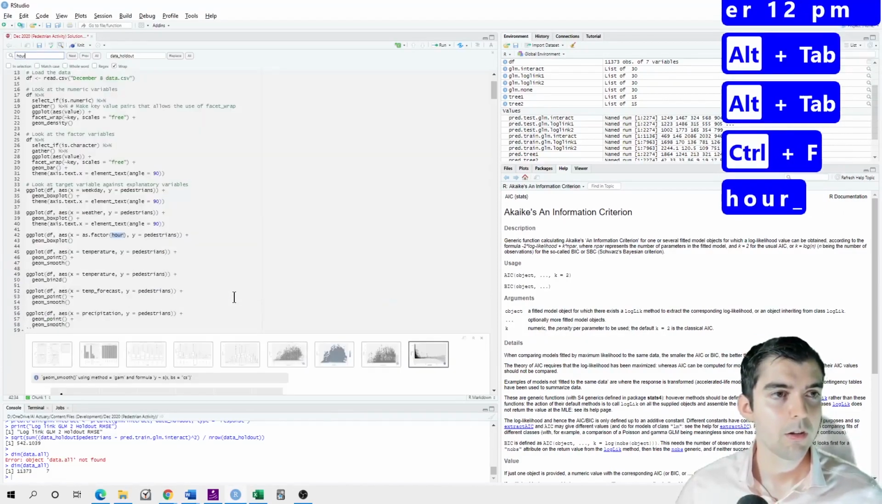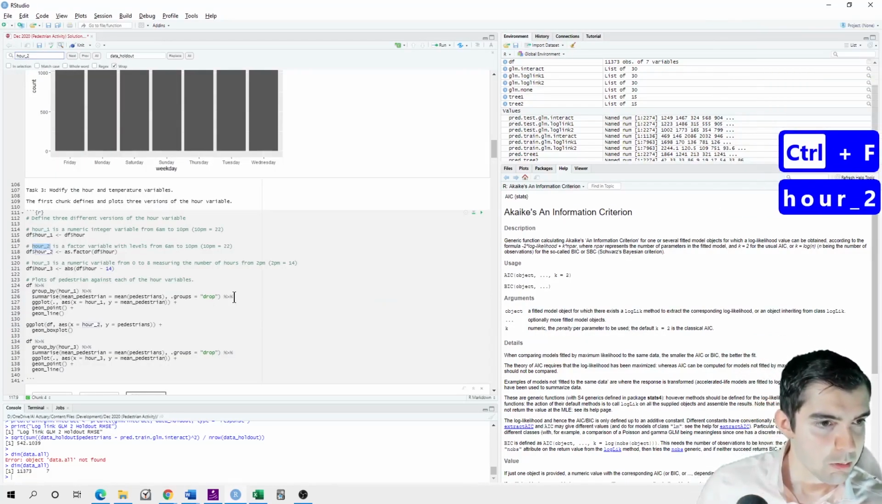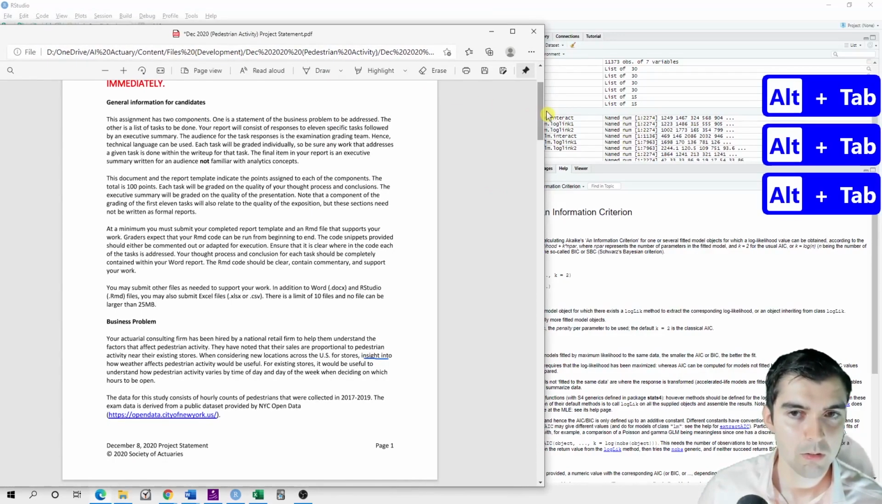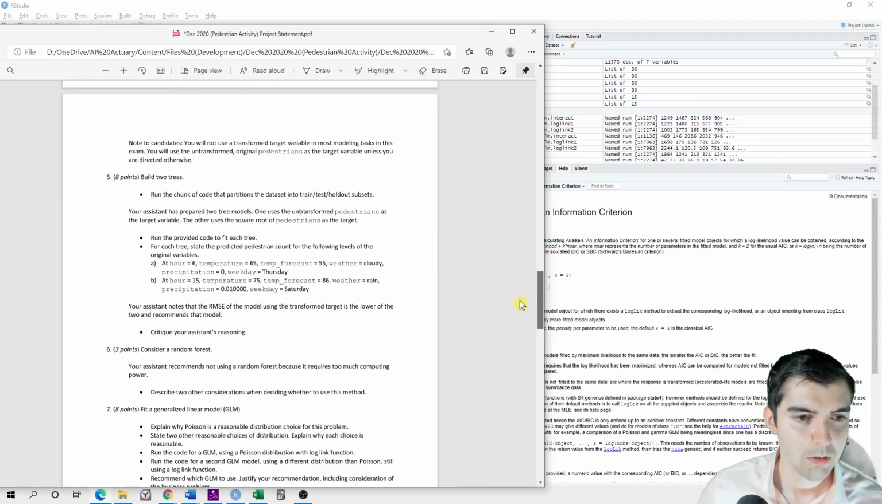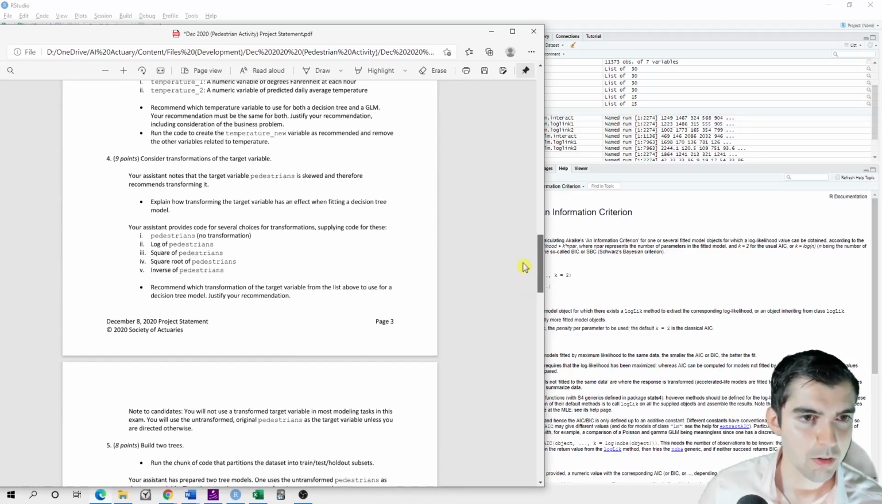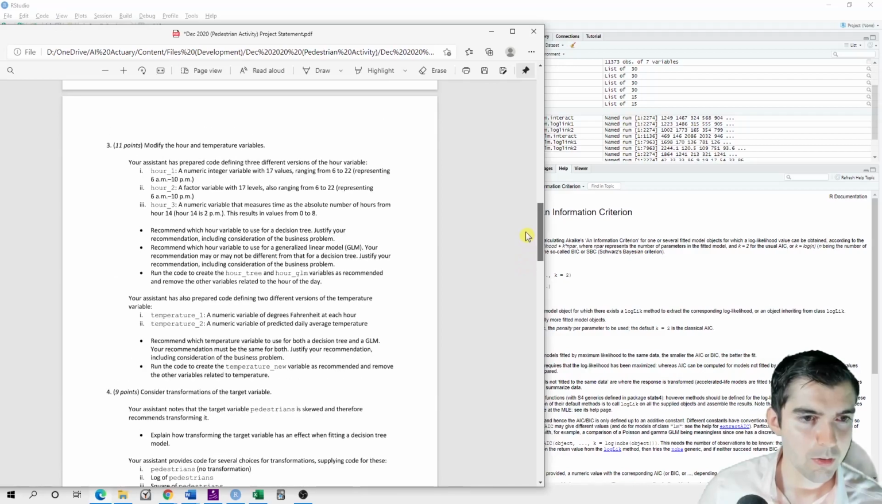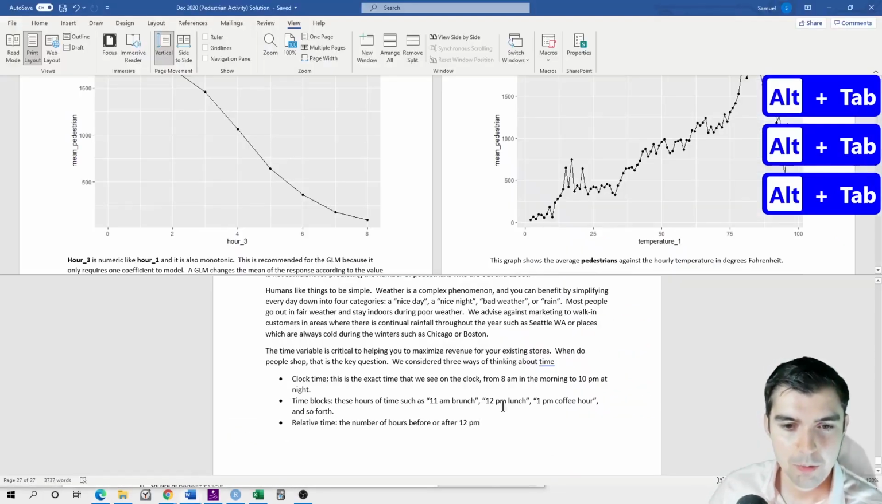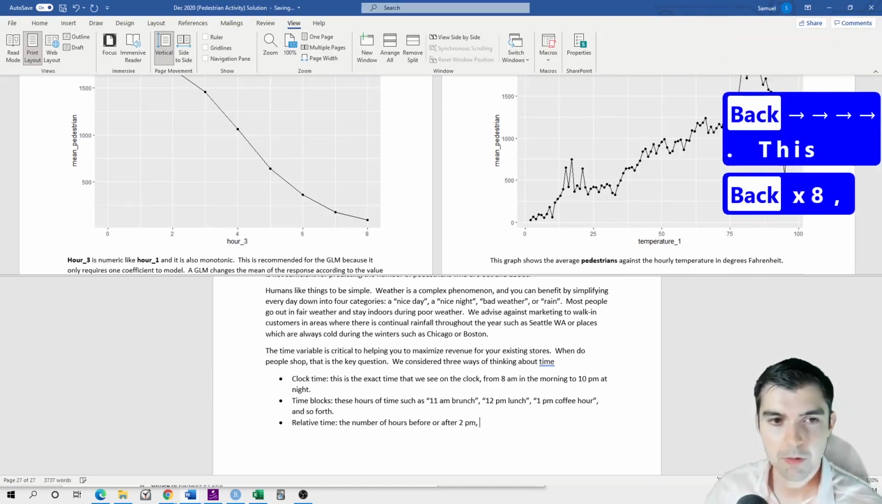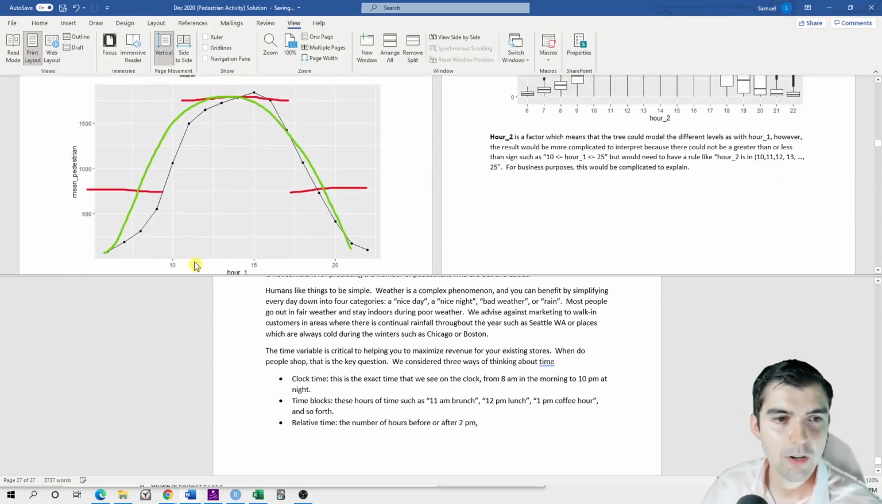Let's look. Is a factor variable with levels. Where is that? It's in the project statement. Consider random forest, fit a GLM, select features, build 2 trees. Hour 2 is a factor variable. See absolute number of hours from 2 p.m. So this considers 2 p.m. as the peak time, right? So this is 10, 11, 12. So this is 3 p.m. So yeah, 2 p.m. is about the peak time.